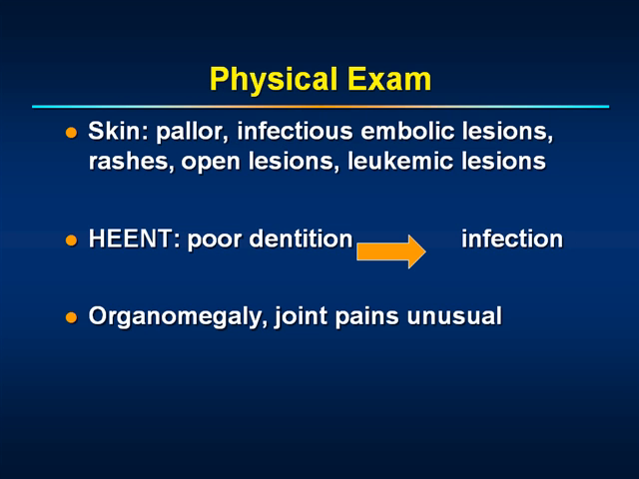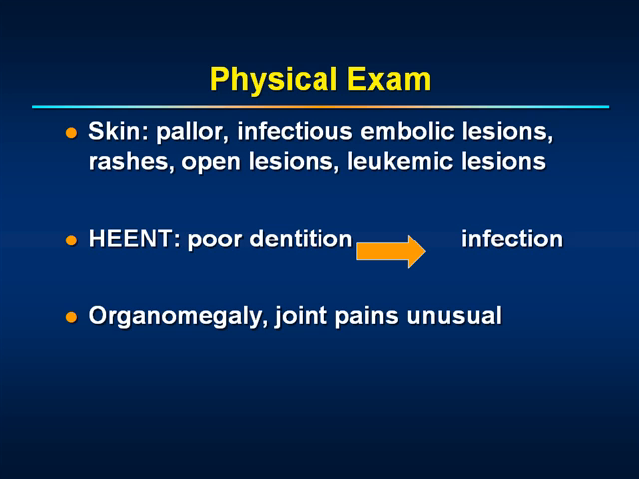Now, the physical examination you want to pay attention to every day when you see the patient. You want to look for pallor. Infectious embolic lesions are especially important. These would be nodular lesions, which often occur on the extremities, can be mildly erythematous, may be painful or not, but may be something we would want to biopsy for a source of infection, so point those out. Rashes in general, open lesions which are a source of infection, and leukemic lesions may arise.